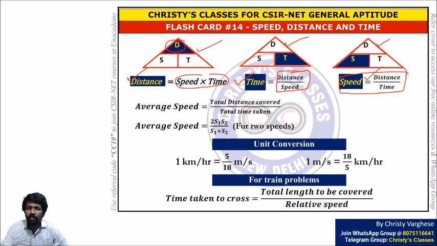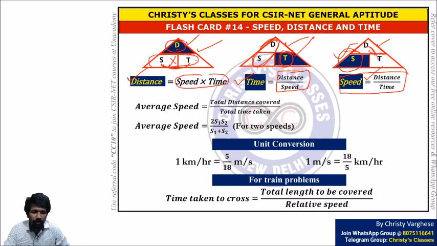DST, distance will be speed into time. If you are confused whether it is speed by time or time by speed, it is very clear, speed into time, because this is in the same level. But if it is time, second case, distance by speed, because here the triangle also looks like that, now D by S. And if it is speed, that will be distance by time. So that way you can remember.